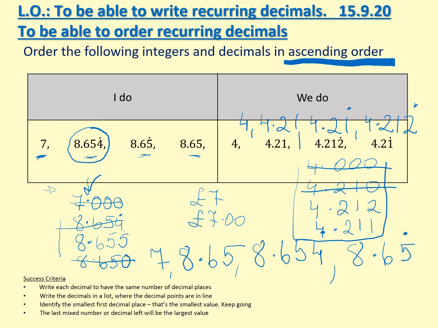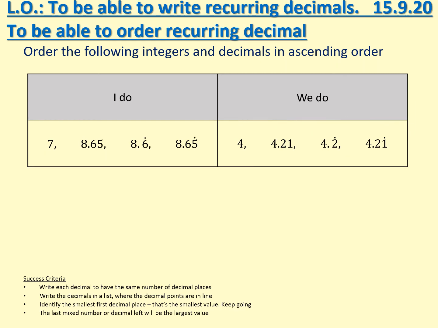Okay, let's have a look at some more examples. Again, I'll do one, you'll do one, and we will move on. Okay, so first of all, I write them with the same number of decimal places. So in here, we've got 2 decimal places in each number. So I will write, and now I'll compare them. So again, we are writing in ascending order, so I need to find the smallest. So 7 is the smallest.